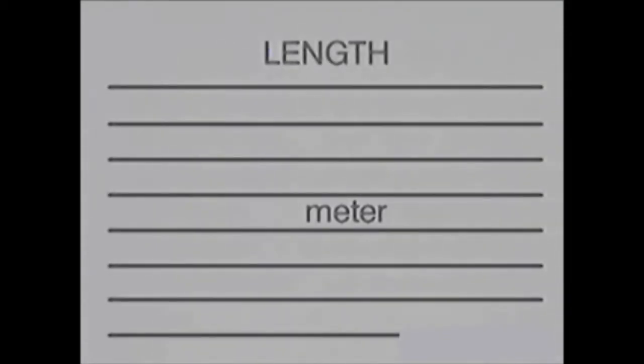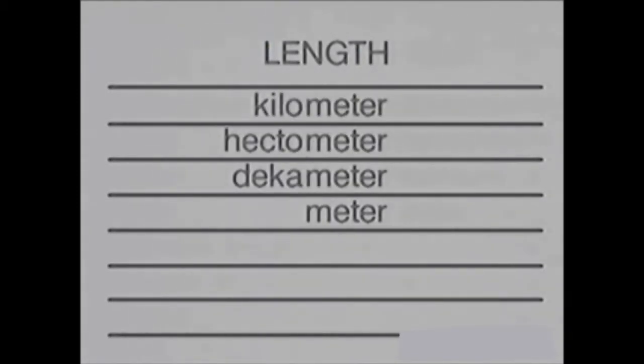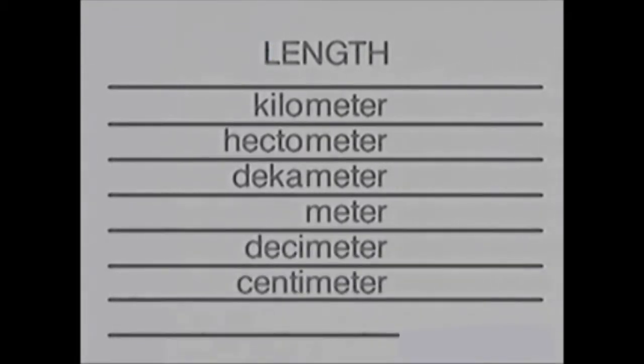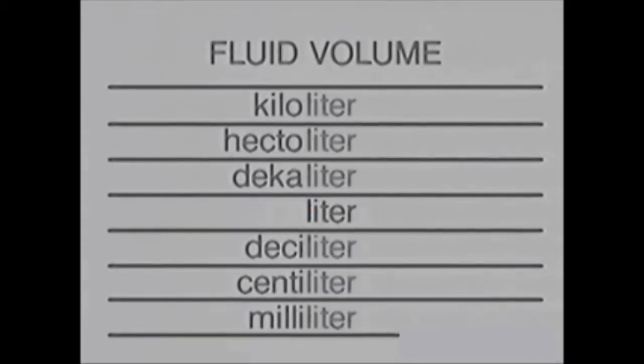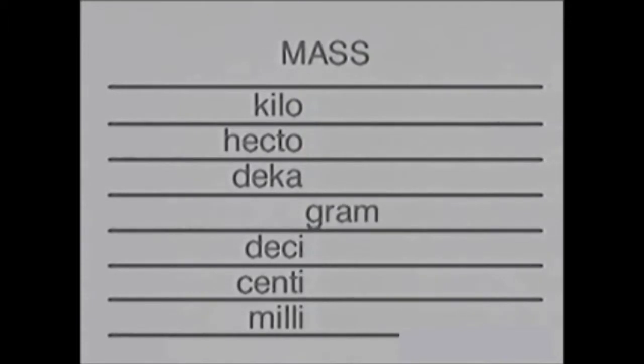As you can see right here, the meter is the base unit for length. The prefixes bigger than a meter are the decameter, the hectometer, and the kilometer. The units that are smaller than a meter are the decimeter, the centimeter, and the millimeter. So the millimeter is the smallest and the kilometer is the largest. As you see right here, the base units are all the same, meter. When we talk about fluid volume, we just change the base unit to liter, and all the prefixes stay the same. In exactly the same way, in mass, we change the base to gram, and all the prefixes stay the same.